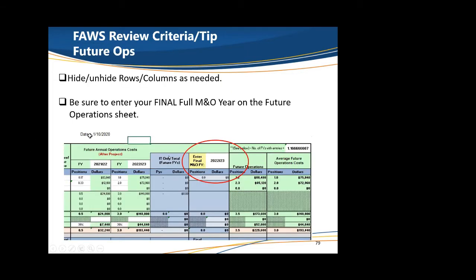Unhide, of course, unhide and rehide rows. Be sure to enter your final M&O year on your future ops. That's really, really important, and make sure that that is a full fiscal year. So you don't want a partial year for your ongoing costs.